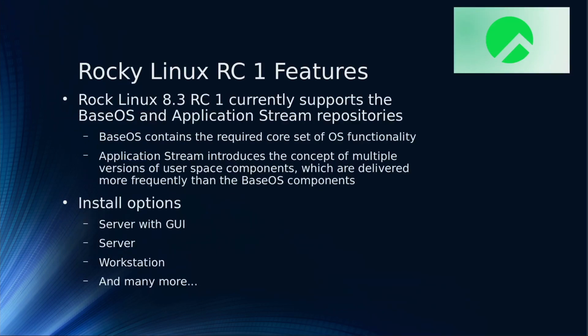Rocky Linux 8.3 currently supports both repository types, in which you have the base OS repo, which is basically your core set of operating system functionality. And then the application stream is a new concept that was introduced in 8.3. But anyway, the idea behind application streams is you can now have multiple versions of user space components, and those are delivered more frequently than the base OS system components.